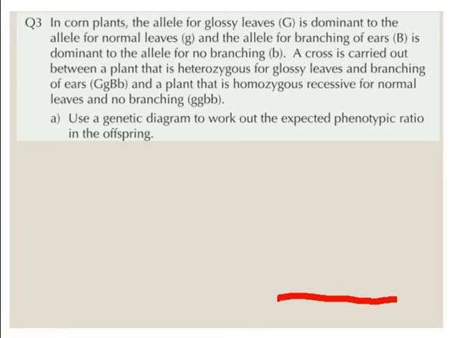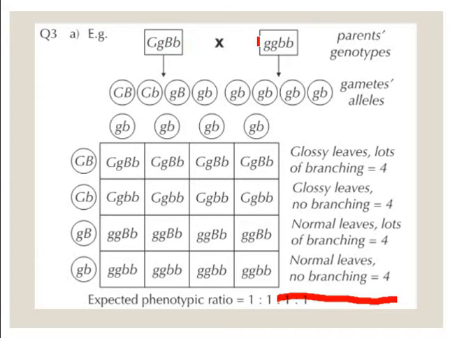Okay, so when you do your cross, you would obviously have the parents' genotypes, and you separate that into the alleles. You then plug those alleles into a big Punnett square, and then figure out the genotypes of all of your offspring. Now we had 4 offspring with glossy leaves with lots of branching, 4 glossy leaves with no branching, 4 normal leaves with lots of branching, and 4 normal leaves with no branching. So we actually have the expected phenotype of 1 to 1 to 1 to 1. Now if this is the answer you gave in an exam question, you would probably get 3 out of 4 marks. The reason being, it's not very clear which genotype links with which phenotype.